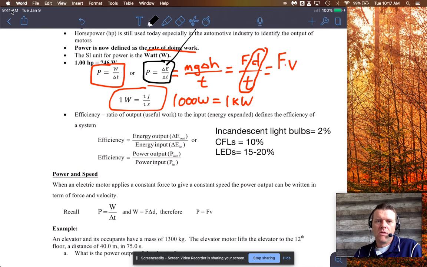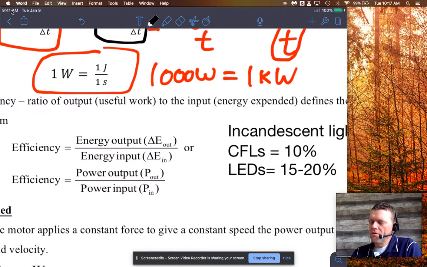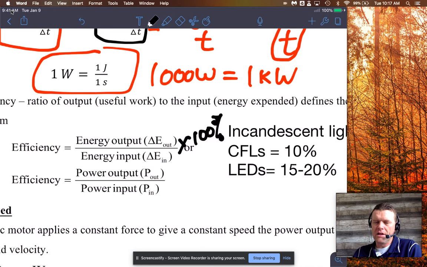So what's missing from these formulas? Efficiency is output over input, but you'll get a ratio, a decimal with that, and it should be times 100%. I did that on the formula sheet. You'll see that when you look at it. There are 2 places: energy output over energy input times 100.